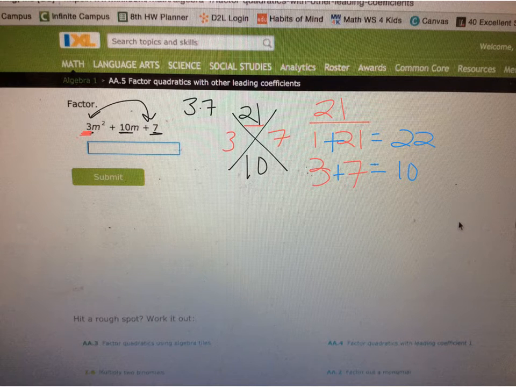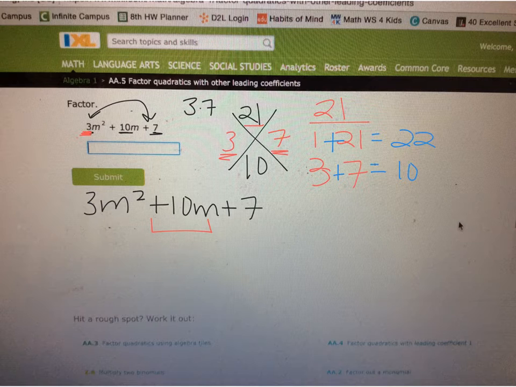Now this is where our problem differs a little. We're going to start off by the grouping method. So I'm going to write down my original trinomial again. And what we're going to do is take these values of 3 and 7 and replace them in the spot of the 10m, because we know 3m plus 7m does add to 10m. So they're replacing the 10m spot. So we can bring down the 3m squared already, and we can bring down the 7.